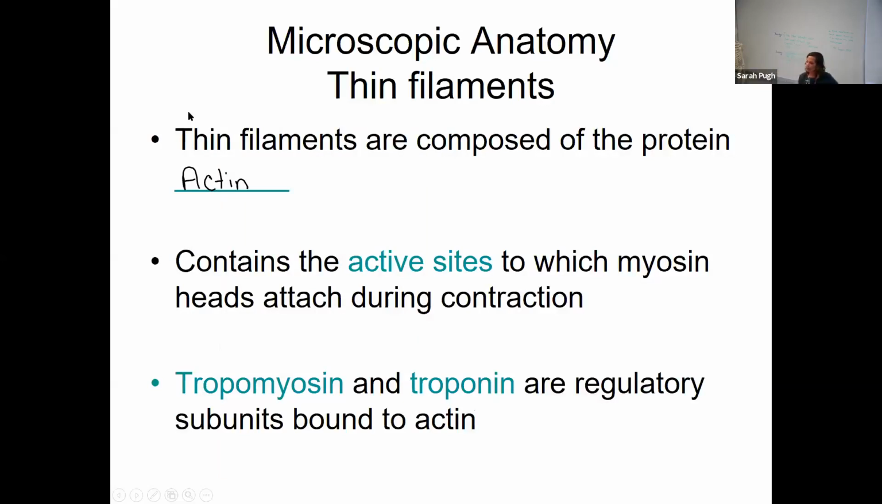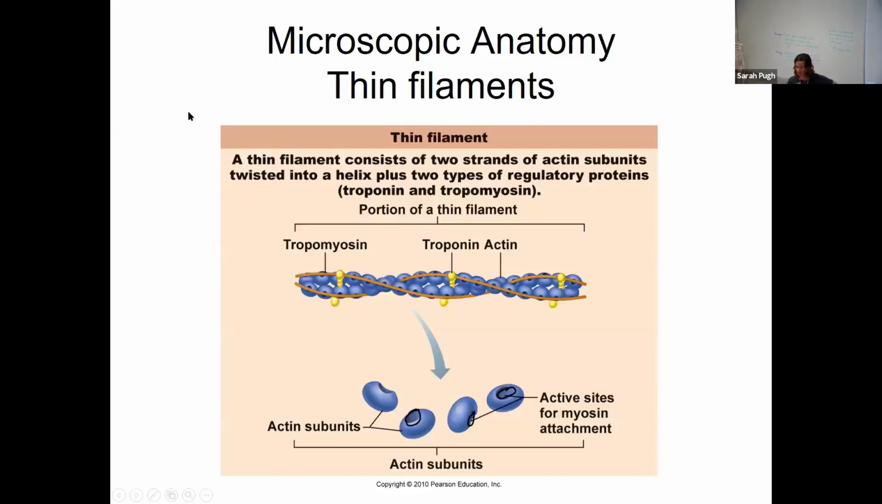Now I want to come back and talk to you a little bit about what those divots are. So those divots on those actin molecules are called active sites. And the active sites are actually where the myosin head is going to latch on to. So myosin and actin will actually connect to each other. And myosin will connect onto actin at that active site. Okay, so it's going to connect at those little divots.